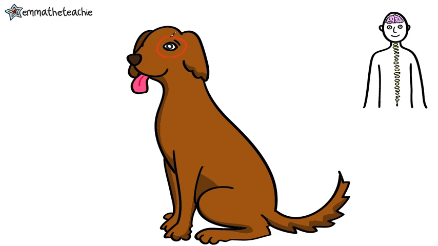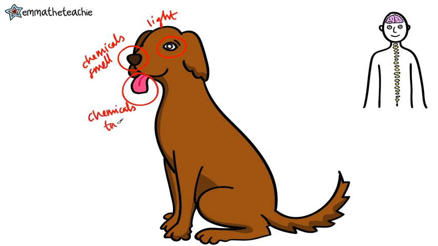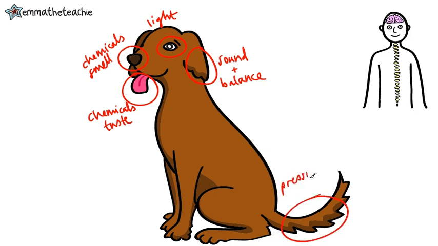Alright, so the eye detects light, the nose detects chemicals, this is by smell. The tongue also detects chemicals, but this time it's more by taste. The ears detect both sound and balance, basically being level. And the skin detects pressure and temperature.